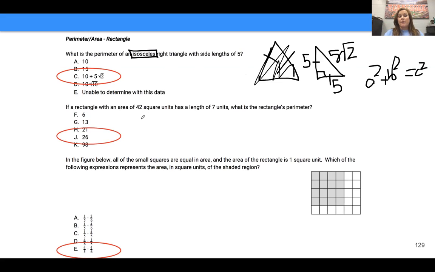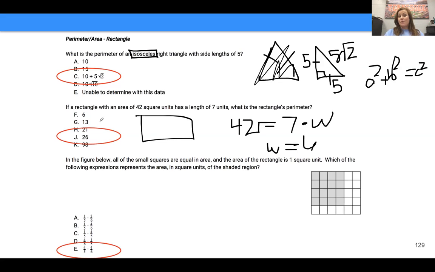So here you've got a rectangle. Area is 42. Length of 7. We just did a problem like that. So it's 42 equals length times width. So it's 42 divided by 7. That's going to give you a width of 6.